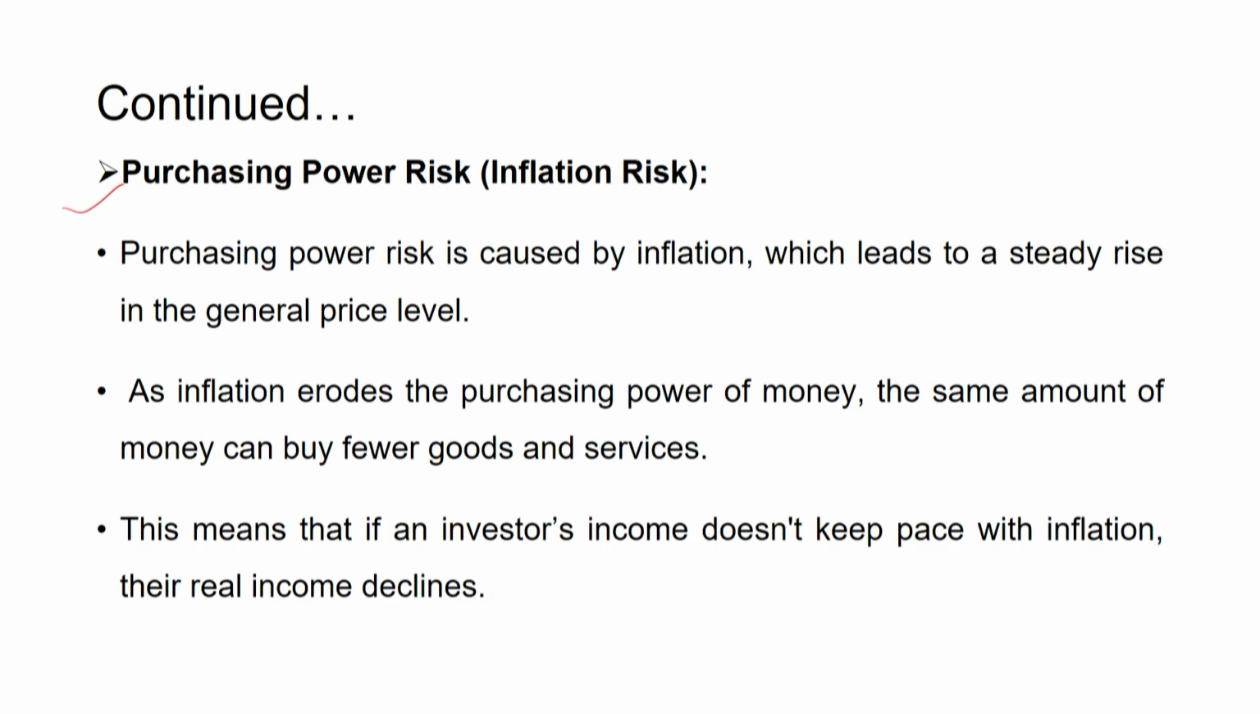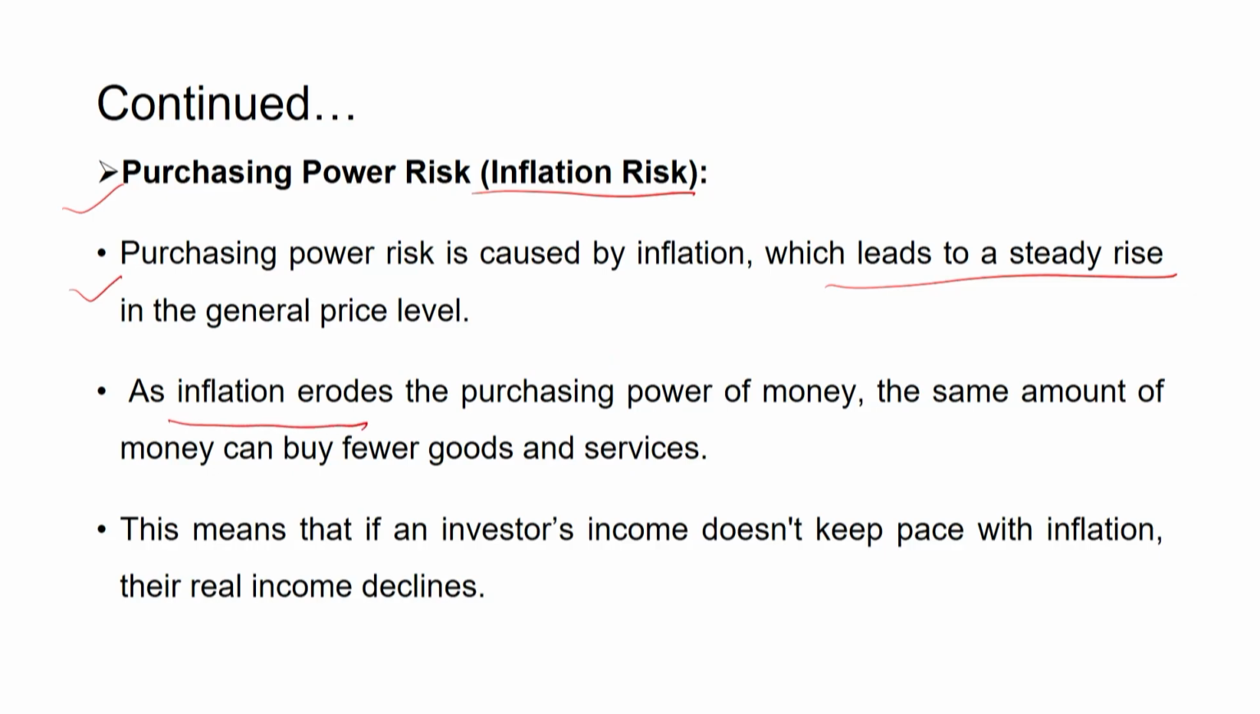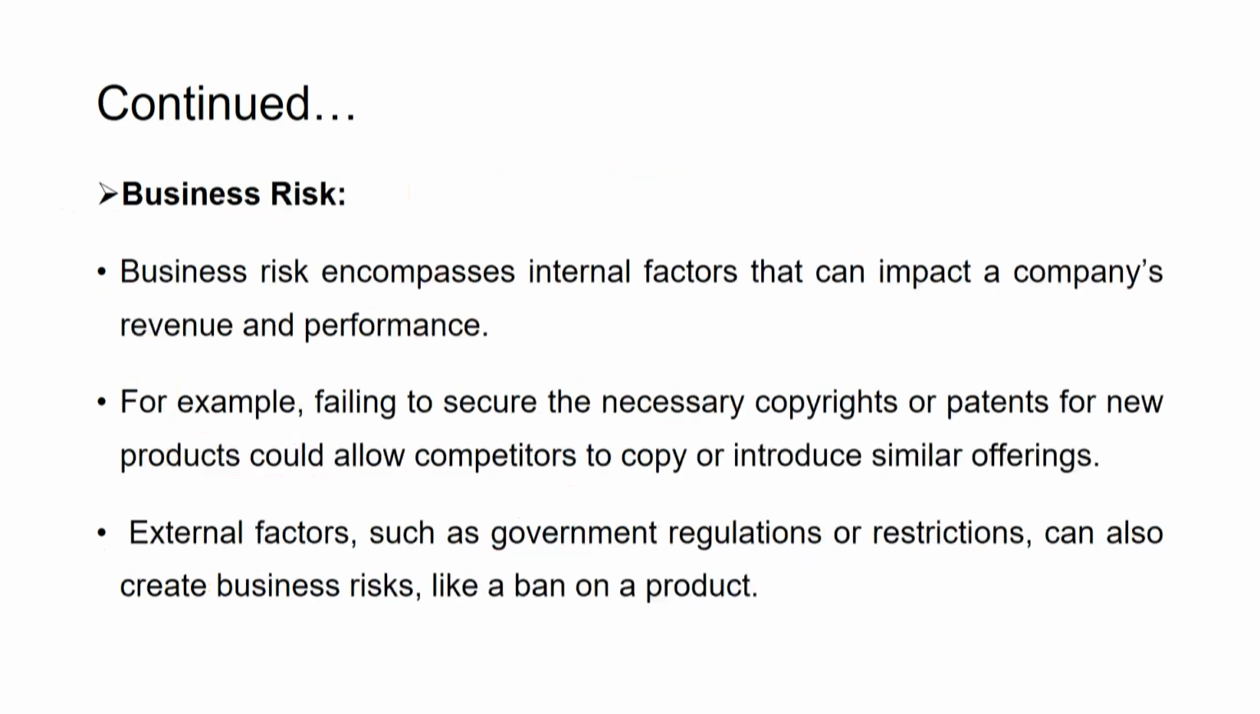Then one more risk is there, which is known as the purchasing power risk, in the case of unsystematic risk, which is commonly known as inflation. So purchasing power risk is caused by inflation. This leads to a steady rise in the general price level in the economy, and hence it lowers the purchasing power in the hands of the consumer. So as inflation erodes the purchasing power of money, the same unit of currency may buy less, and the buyers of products and services can buy fewer goods and commodities with the same unit of currency in the market. So this means that if an investor's income doesn't keep pace with inflation, the real income of that investor may decline in the market.